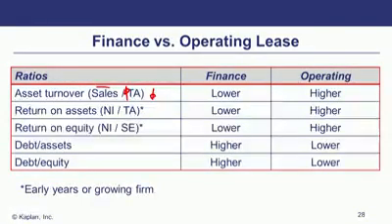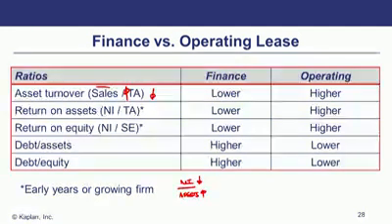Return on assets, net income over total assets. Our assets are going to be higher under a finance lease because you've recorded the asset. Net income, remember, is slightly lower in the earlier years because depreciation and interest is bigger than the rental expense. So essentially we've got lower net income, higher assets. So under a finance lease, especially in the earlier years, we've got a lower return on assets.